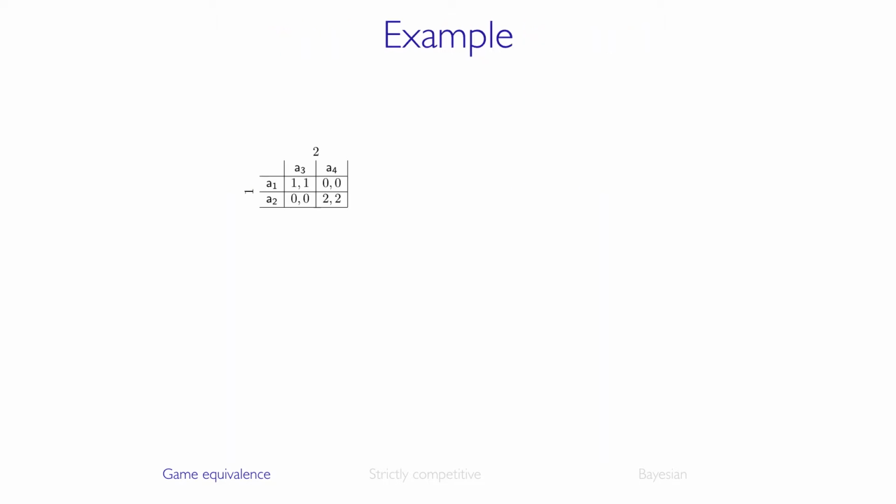Consider the example in the picture. We have a two-player normal form game in which every player has two actions. Consider now another game that is the same as the previous one, except for the utility of player 1. In the right game, player 1 has a utility of 5 for the outcome corresponding to the action profile A2, A4. Instead, in the left game, player 1 has a utility of 2. So the difference between the two games is only for a single payoff of player 1.